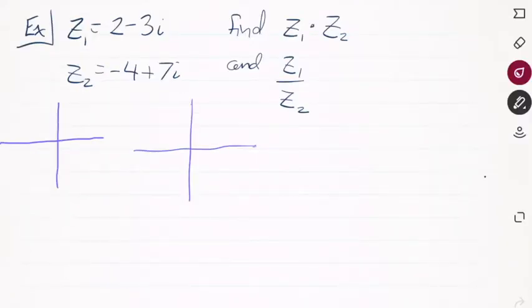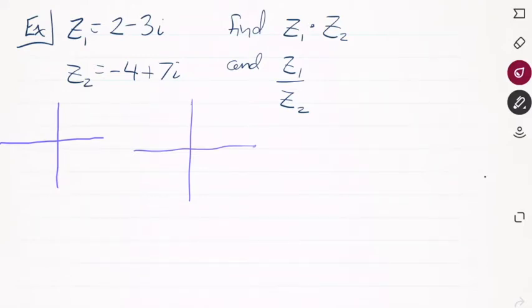All right, here I have two complex numbers, 2 minus 3i and negative 4 plus 7i. And I've designated them as z1 and z2, z sub 1 and z sub 2. So I want to find their product and their quotient, z1 times z2 and z1 divided by z2.